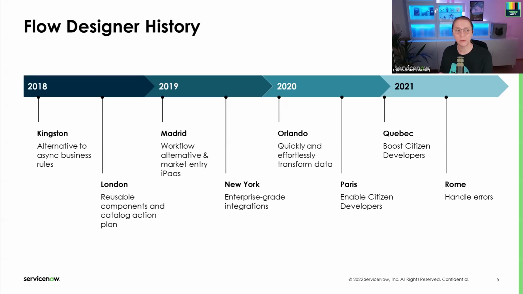In London, we went beyond orchestration and added complex and dynamic integrations, reusable components, and also catalog fulfillment, which I think is probably the most prominent use case that we usually have for flows and workflows, a lot of request fulfillment. With Madrid, we brought foreground or background execution to make it a real workflow alternative and to make ourselves an iPaaS. In New York, we expanded Integration Hub to deliver enterprise-grade integrations, but we also added the Run From API option and more flow configuration options.